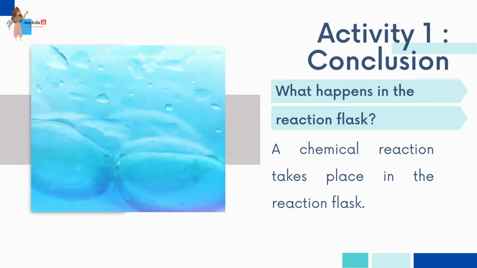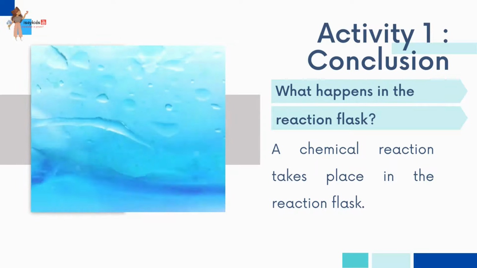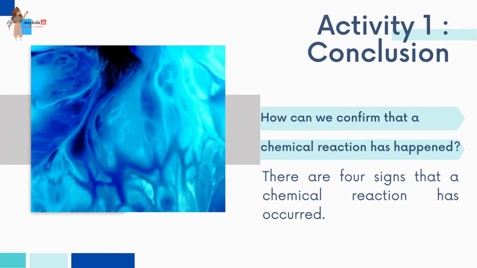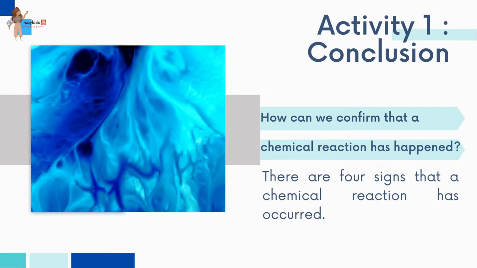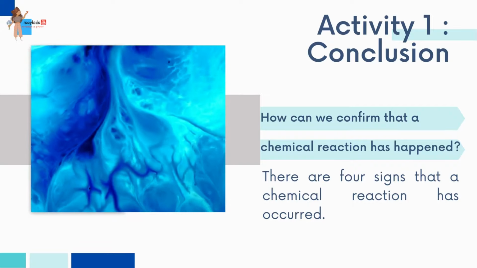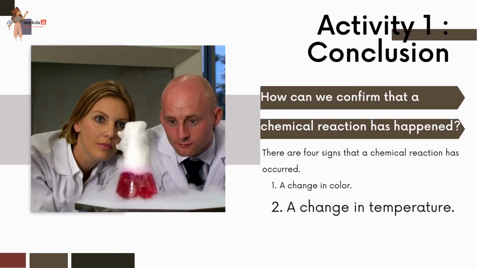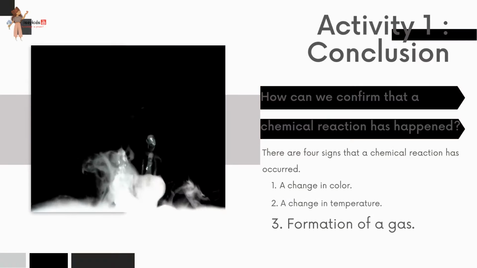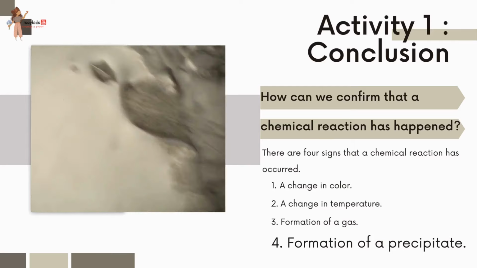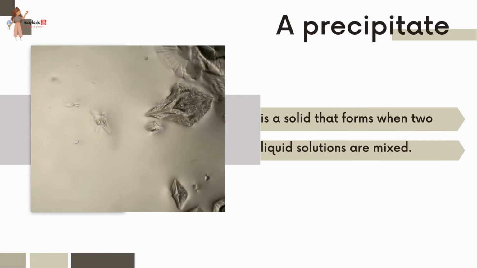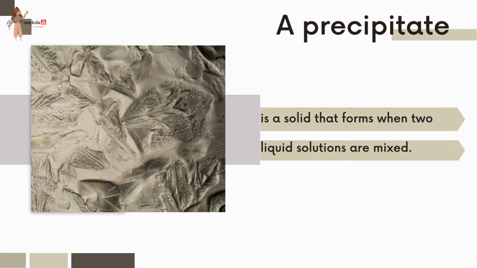Now we need to consider these questions. What happens in the reaction flask? Well, a chemical reaction takes place in the reaction flask. Now, how can we confirm that a chemical reaction has happened? Well, there are 4 signs that a chemical reaction has occurred. There is a change in color. There is a change in temperature. There is a formation of a gas. And there is formation of a precipitate. A precipitate is a solid that forms when two liquid solutions are mixed.